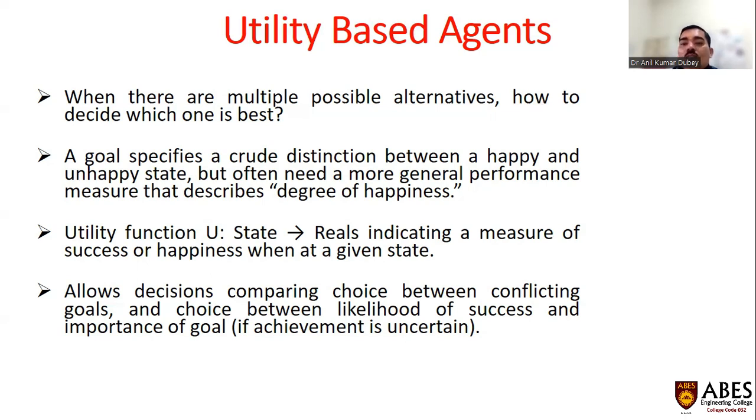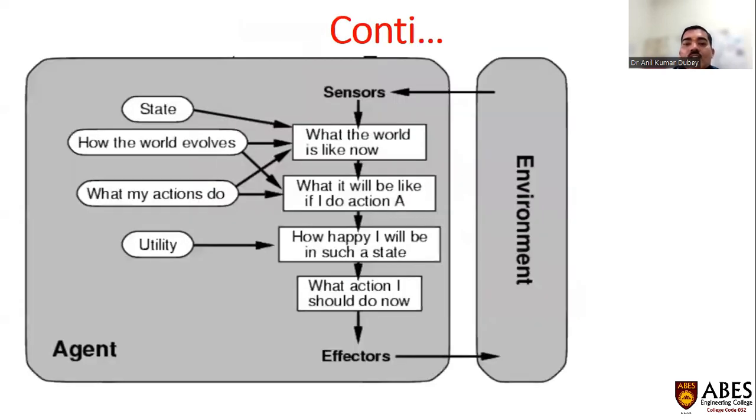So those are the rules of utility-based. A utility function U maps the state to reals, indicating a measure of success or happiness at a given state. It allows comparison of choices between conflicting goals. With multiple goals, conflicts are resolved, with choices between the likelihood of success and importance of the goal, if achievement is uncertain. So that is the architecture of the utility-based agent.